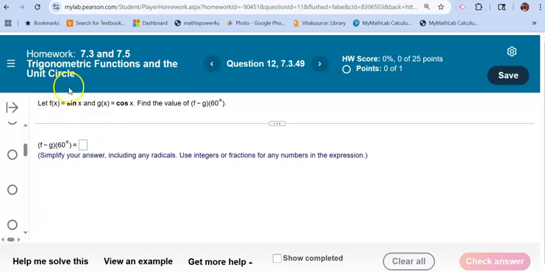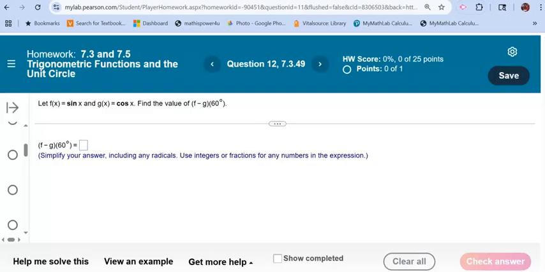Hey, trig class, we're going to look at a problem where we're using the unit circle to help us find the value of the difference of two functions. Notice our f function is the sine, the g function is cosine, and we're plugging 60 into that difference. What this basically means is all this notation just means you're going to plug 60 degrees into the sine function, and you're going to plug 60 degrees into the cosine function, and you're going to subtract.